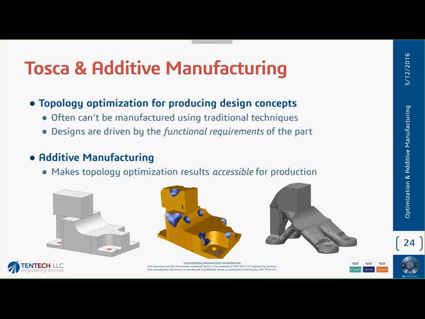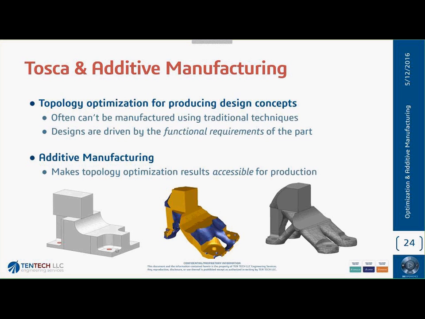Okay. Let's move on to Tosca. So Tosca, we talked about topology optimization. This is a perfect tool for additive manufacturing. The topology optimization's output is exactly what additive manufacturing is looking for. So what happens though, and one of the reasons, is that what comes out of Tosca or any topology optimization usually cannot be manufactured by a standard CNC machine or any traditional techniques.